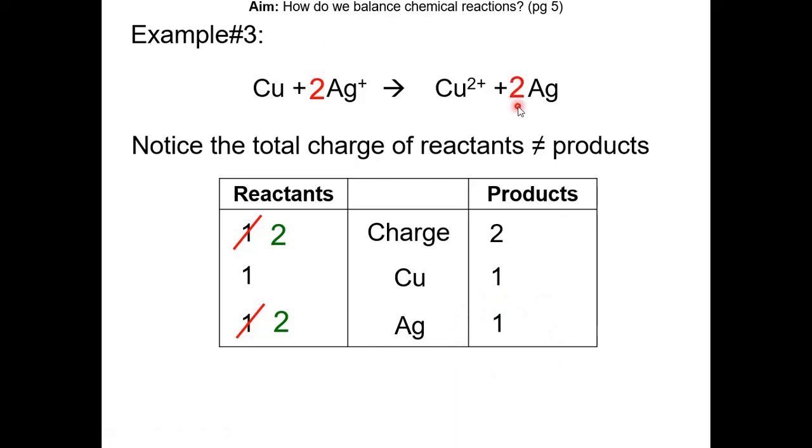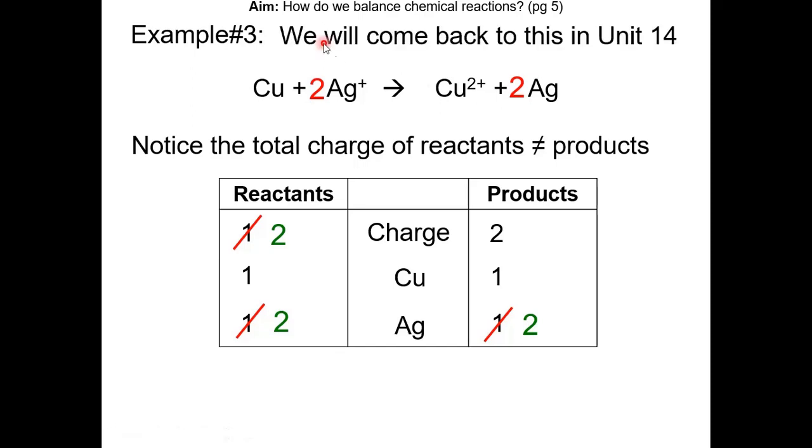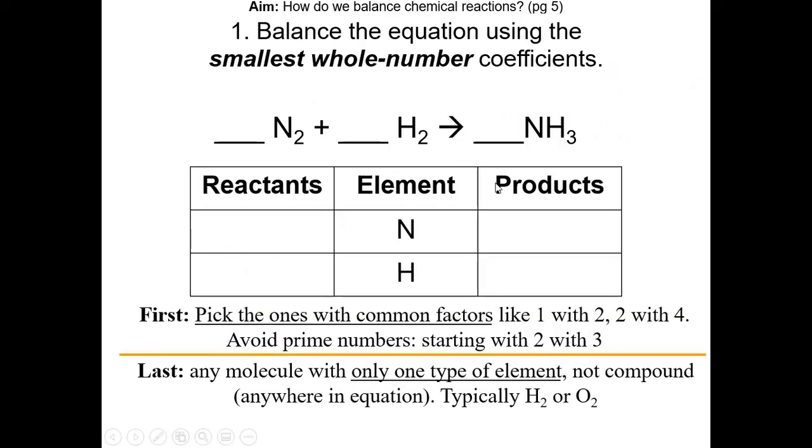So now that we added 2 in front of the silver, we have 2 silvers on both sides, so the law of conservation of mass is observed as well. We will come back to balancing chemical equations with charge in Unit 14. Now I'm going to go over a general strategy in balancing chemical equations.